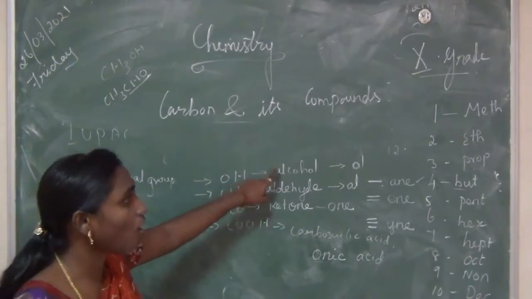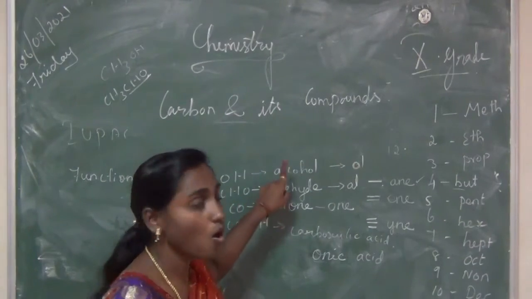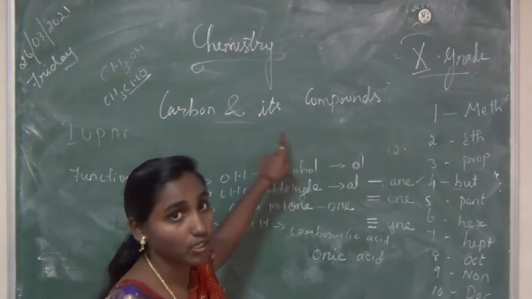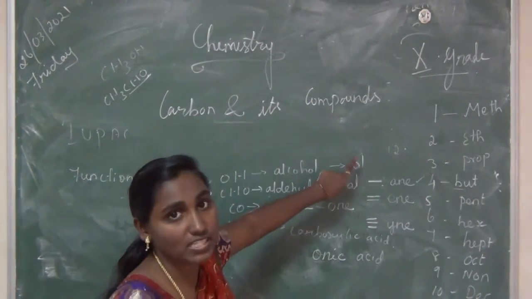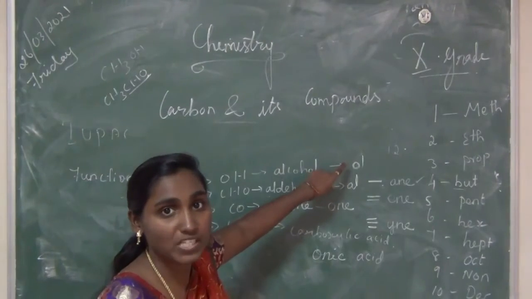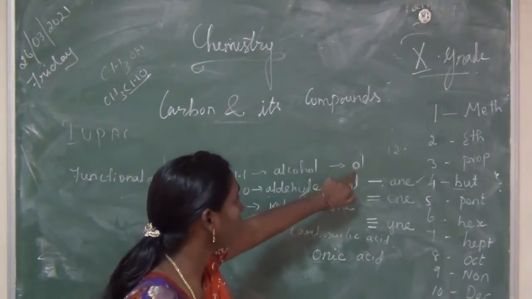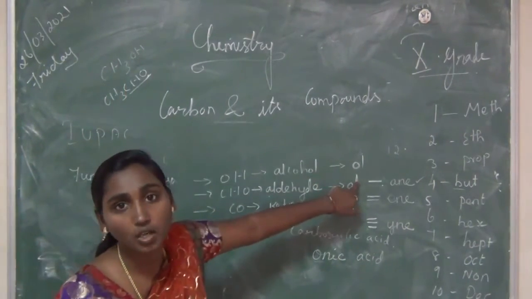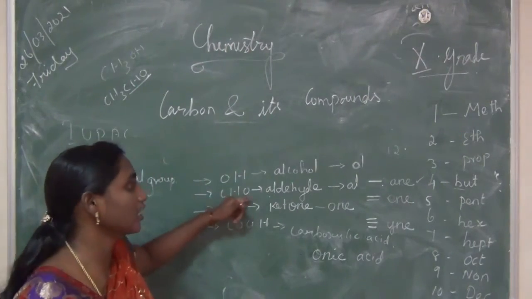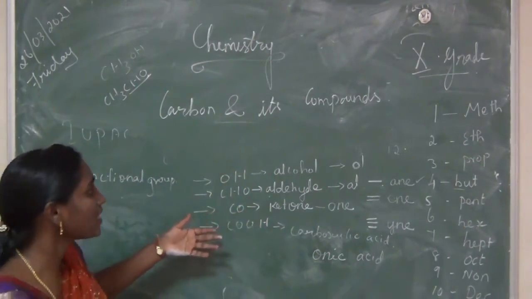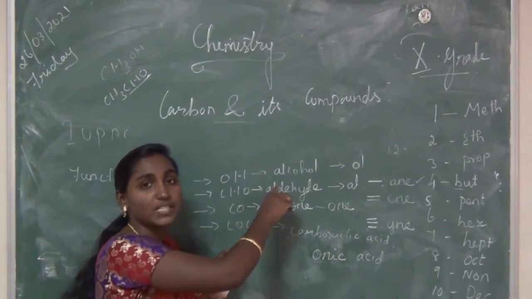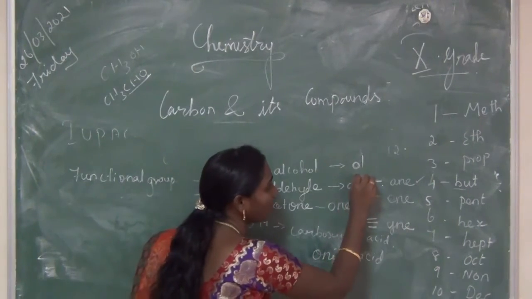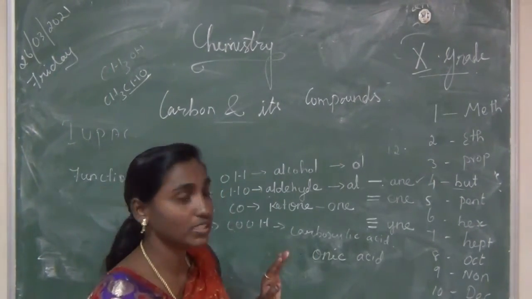OH means that is an alcohol group. Now for the alcohol group, what suffix can we use? OL. The suffix word is very, very important to write the IUPAC nomenclature. If one compound has OH, we can use the suffix word OL. And if one compound has CHO, it is named as an aldehyde group. In this aldehyde group, the suffix word is Al.